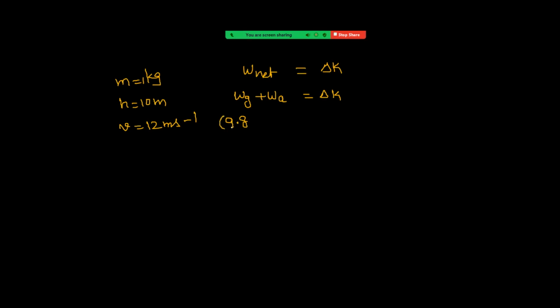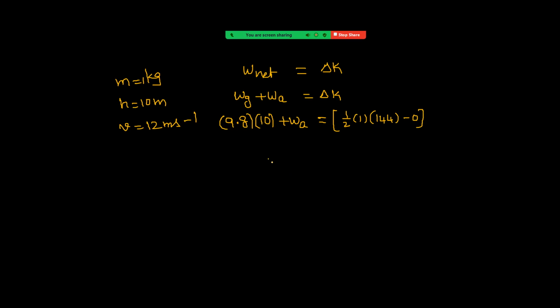So m is 1, g is 9.8, mg times displacement is 10, right? That is the work done by gravitational force plus the work done by air resistance, which we have to calculate. That is equal to delta K. Finally, just before touching, the speed is given as 12, so half m v square is half of 144 minus the initial value.